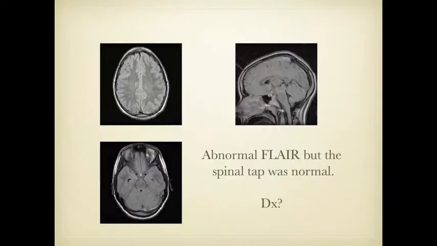Now, here's a patient where it looks like the FLAIR scan is abnormal. We see very few cortical sulci bilaterally. It looks like there's a little blurring of the CSF in the interpeduncular cistern and pentagonal cistern. This was a pediatric case, I believe, and was going on to a spinal tap. Anyway, the spinal tap is normal. Now, how can I explain that?